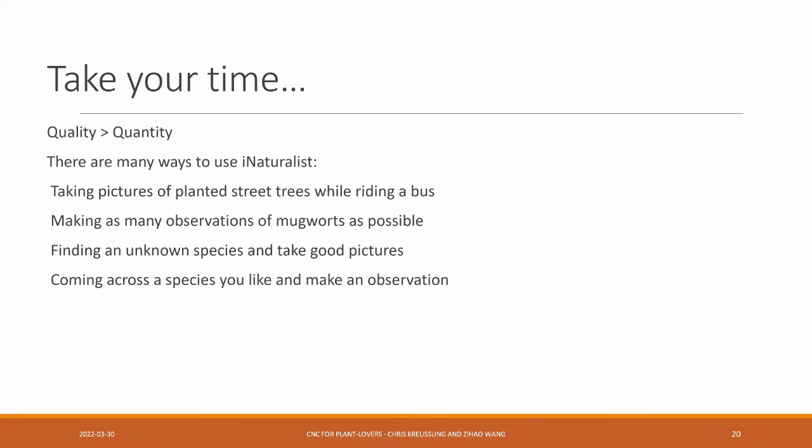The second way to use it is to treat it as a competition. You take as many observations as possible of the same weedy plant, for example mugwort, which is a very common plant. The third way, for most of us, is that we see an unknown plant, we want to find out what it is, and then you take a picture and upload it to iNaturalist. And the fourth way is what I do sometimes: I like this species, I know what it is, but I like to document it in this location.